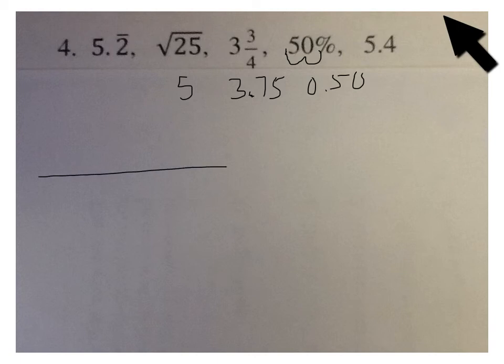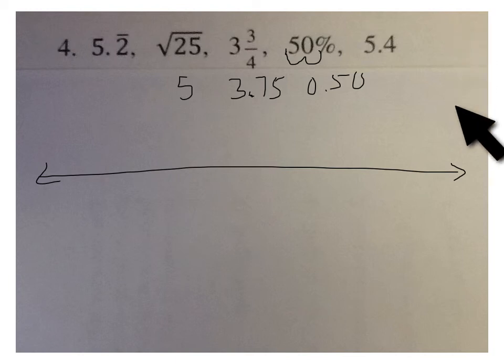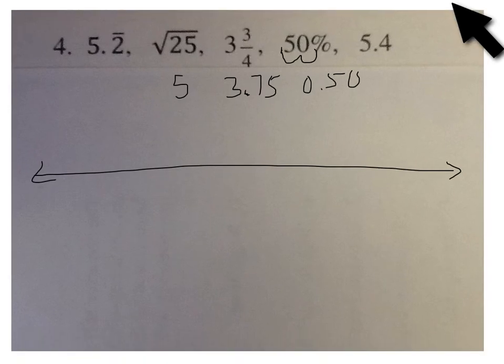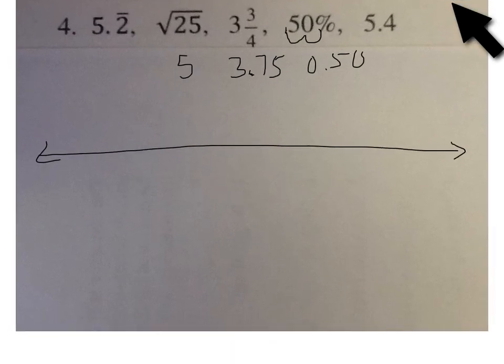So draw your number line. Remember, for descending, we are going to move down this way. We get smaller. Looks like the smallest number I have is 0.50, so I'm going to go ahead and make my number line from about 0 to 6. I think that should cover every number.